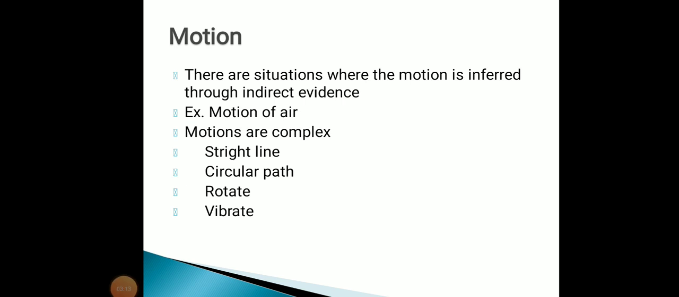We often perceive an object to be in motion when its position changes with time. However, there are situations where the motion is inferred through indirect evidence. For example, we infer the motion of air by observing the movement of dust and the movement of leaves and the branches of trees.